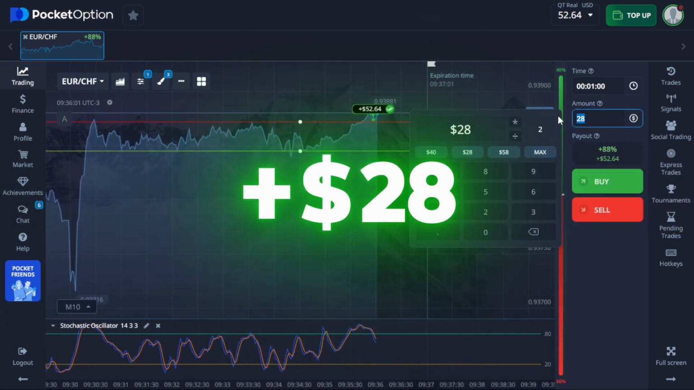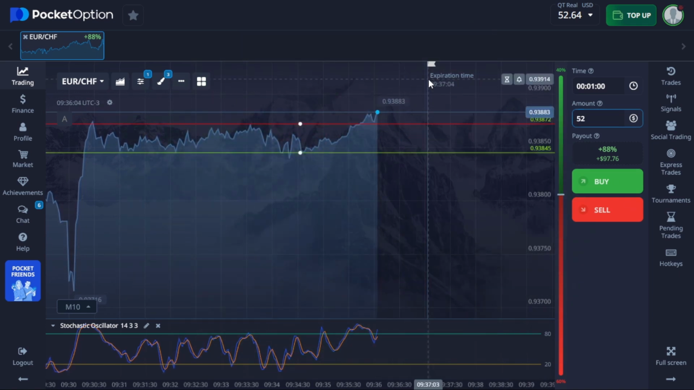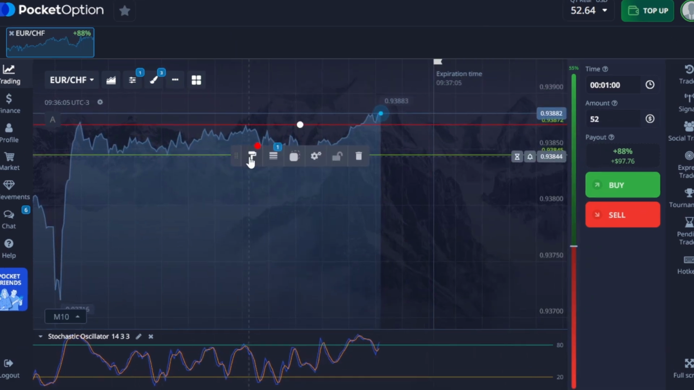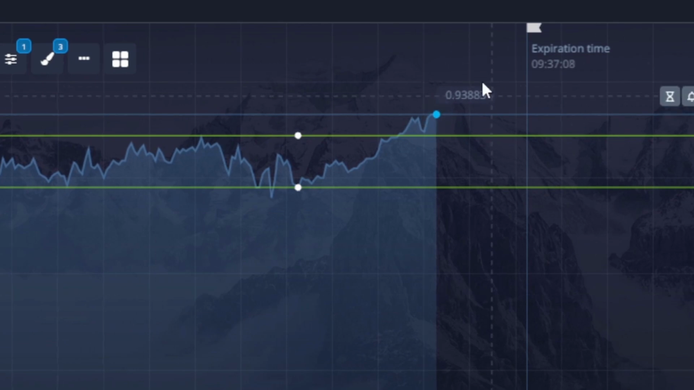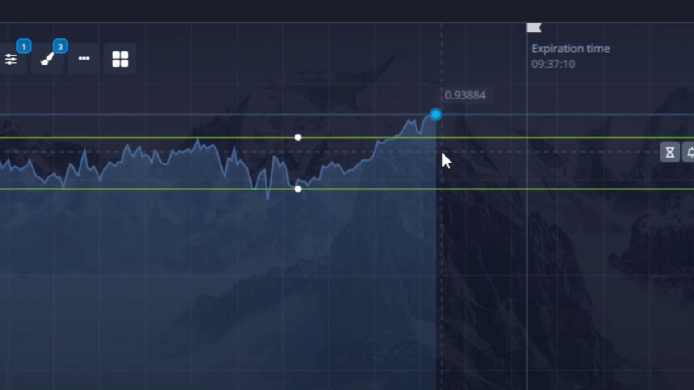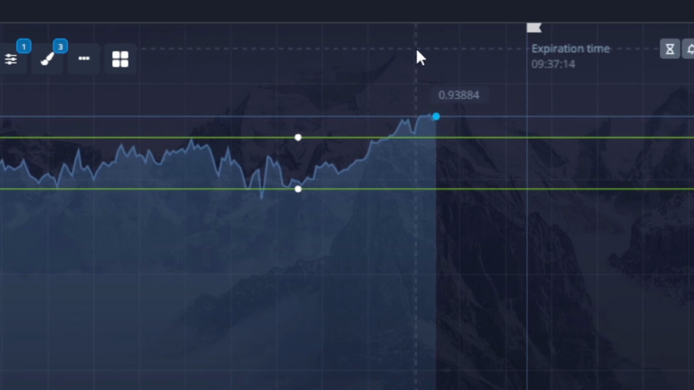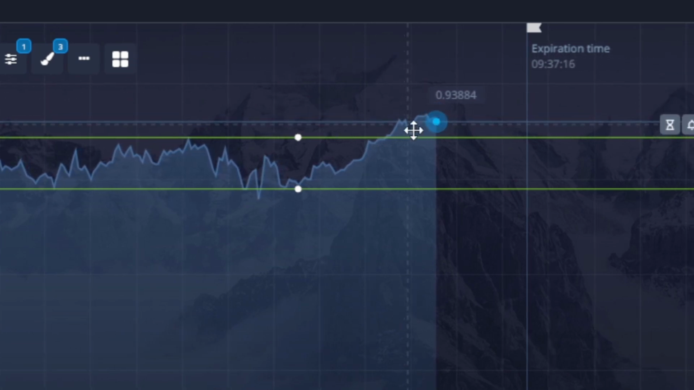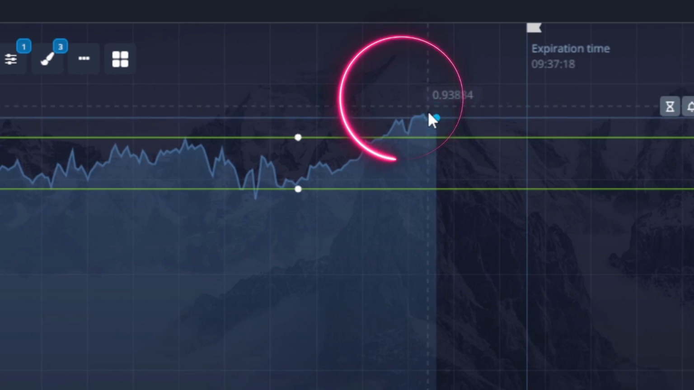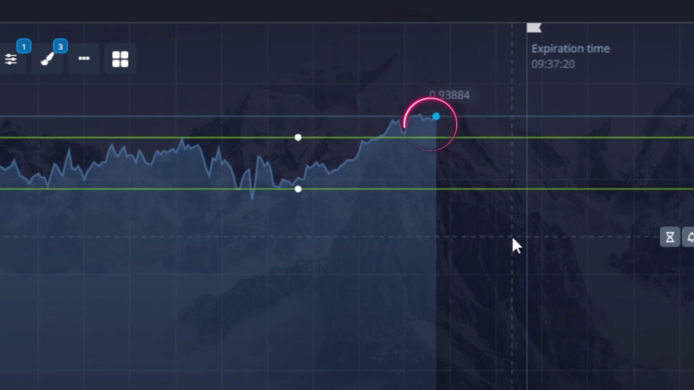guys, $28 of profit on that. Okay, 28 to 52, that's a good start. So now the second position on this, I will try with 52, right? So what does it do here? We got the resistance support line, and that's the point for now, right now.